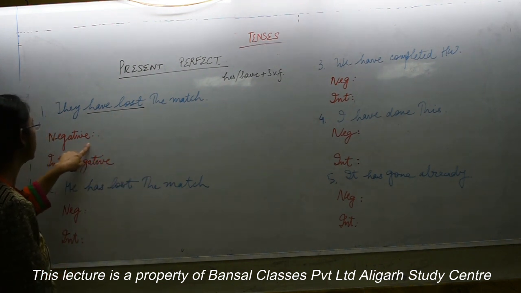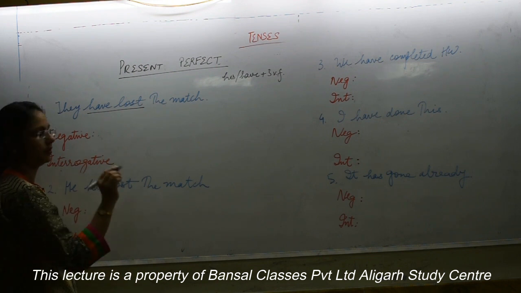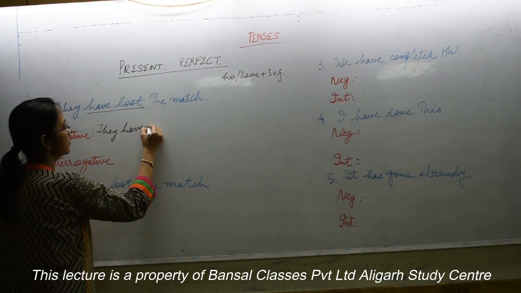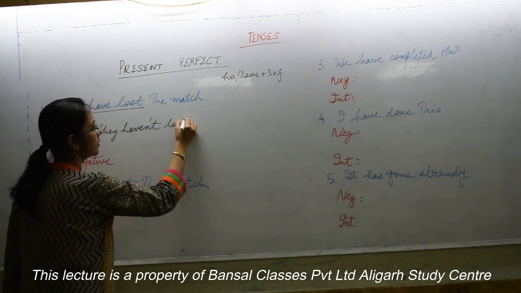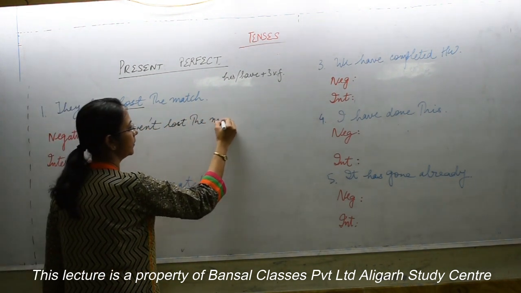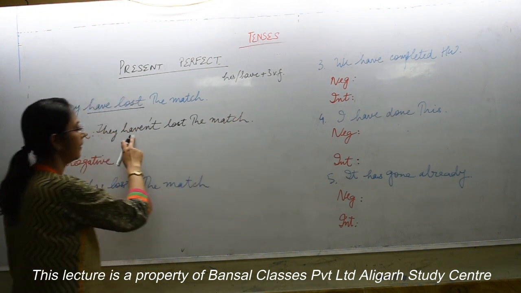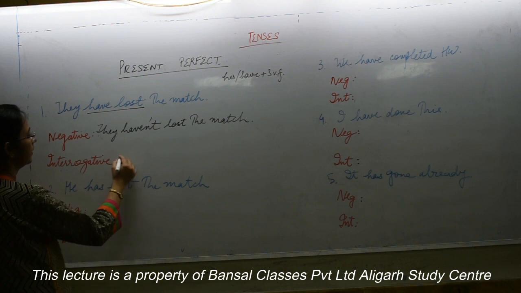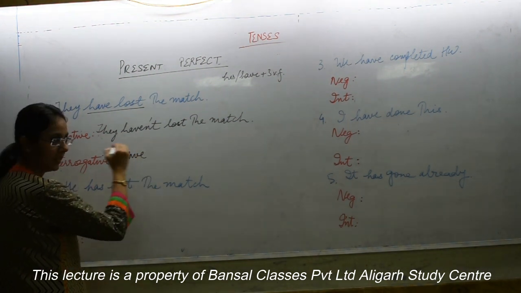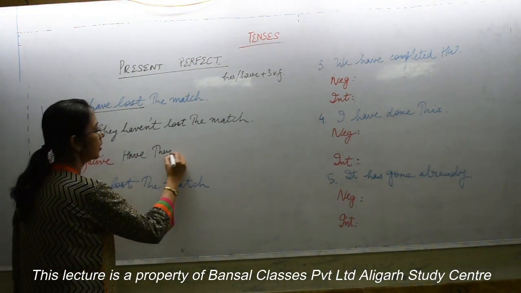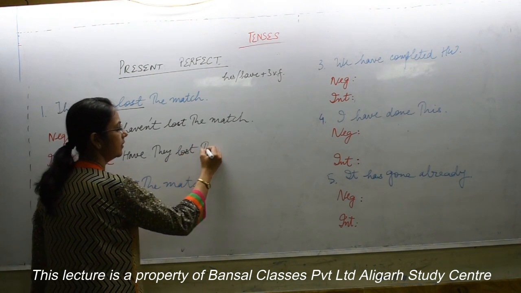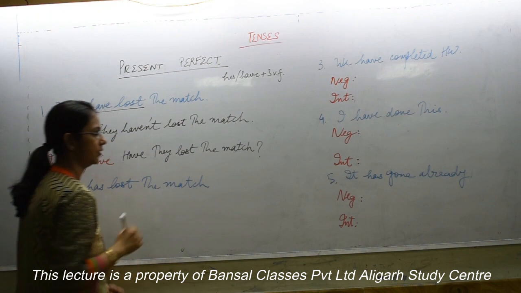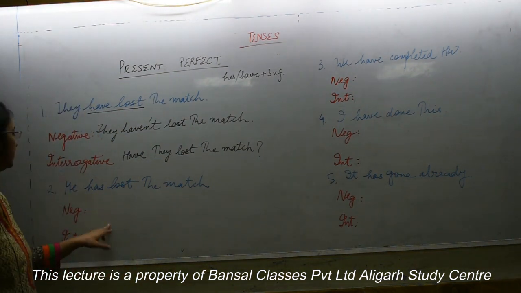So what would be its negative? You just have to add not, like they haven't lost the match. Have not or haven't. Interrogative would be, we'll start with have. Have they and a question mark. Have they lost the match?